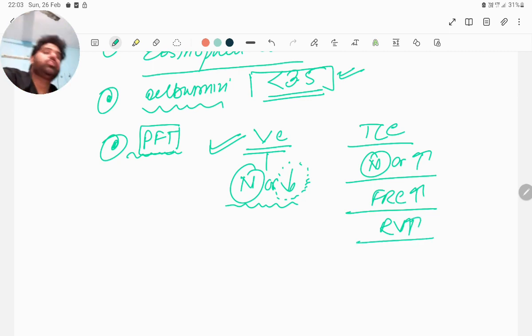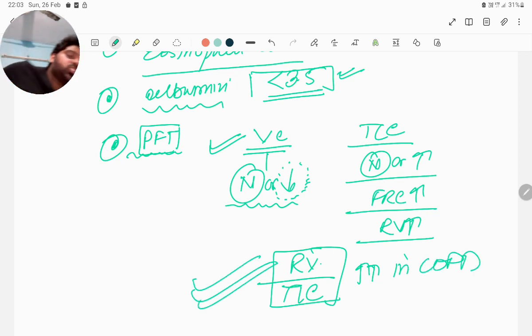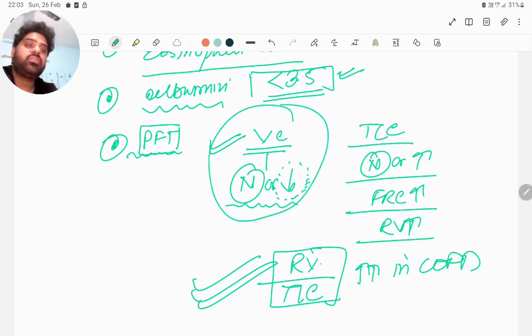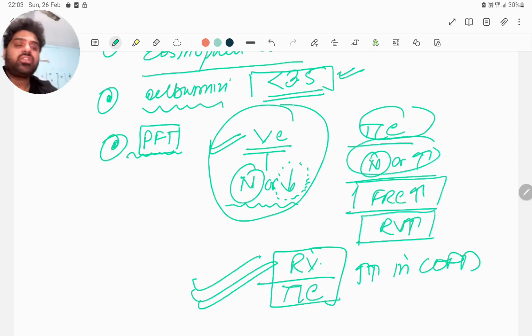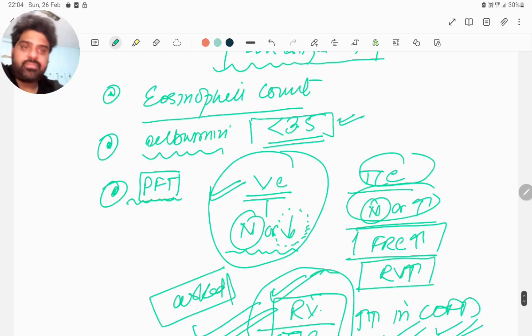Now I'll tell you about the ratio, which is asked a lot. The ratio is residual volume upon total lung capacity. This value increases in COPD. This is highly specific for COPD. The value of residual volume to total lung capacity increases in COPD. So if they ask you the value which decreases, it is vital capacity; the value which remains normal or increased, TLC. Then there will be an increase in the FRC, increase in the residual volume, and residual volume upon TLC increases. This is very important. You should remember this. If you want to remember just one, remember RV by TLC, because this is asked a lot. Okay. This was regarding the PFT.